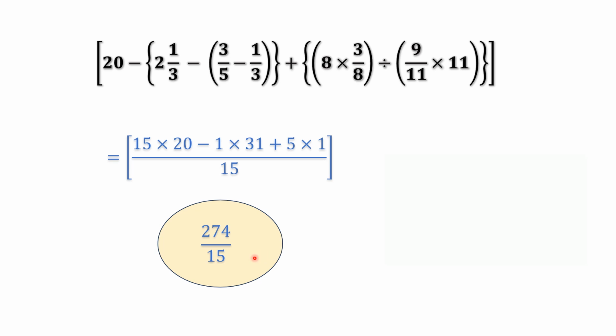So 15 is the denominator here. We just keep it as it is and the numerator gives us the answer as 274. So that's all.